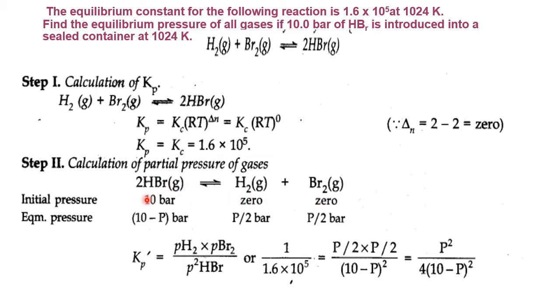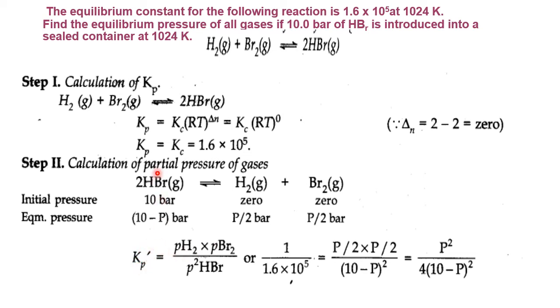If it is P, it's half: P by 2, P by 2. That's why, if P amount disappears, 2 disappears, 1 forms. P disappears, half forms: P by 2, P by 2. So that's why I have taken P by 2, P by 2 here. Now, let us apply Kp prime. Already Kp is taken, so I will take Kp prime. Kp prime equal to product by the reactant, right?